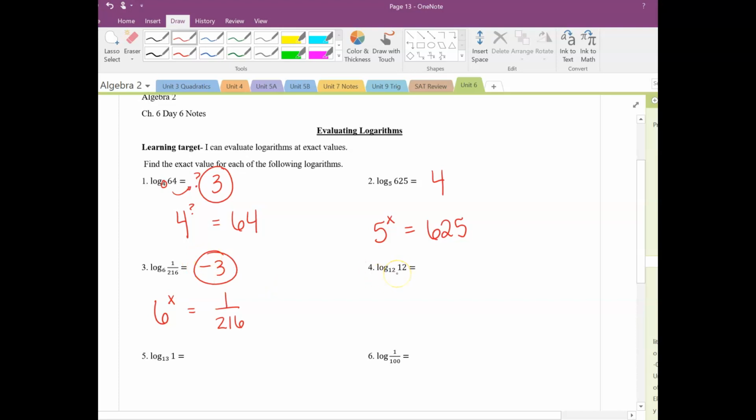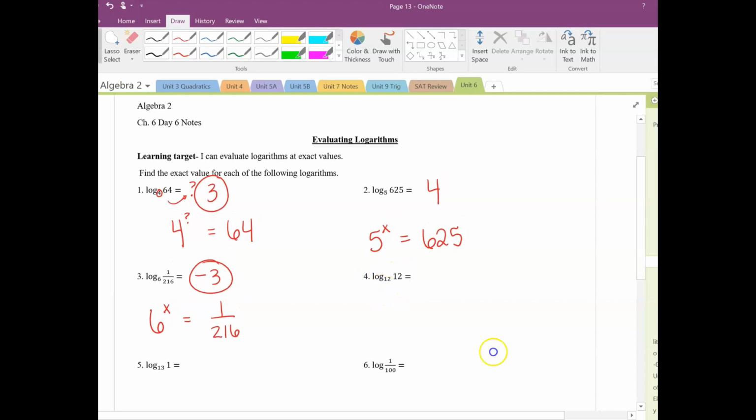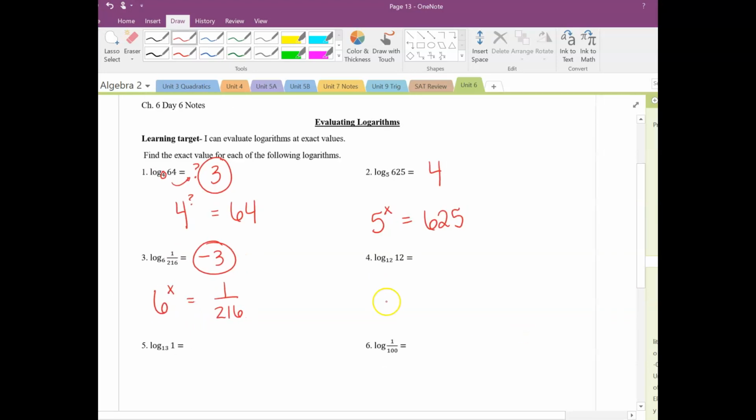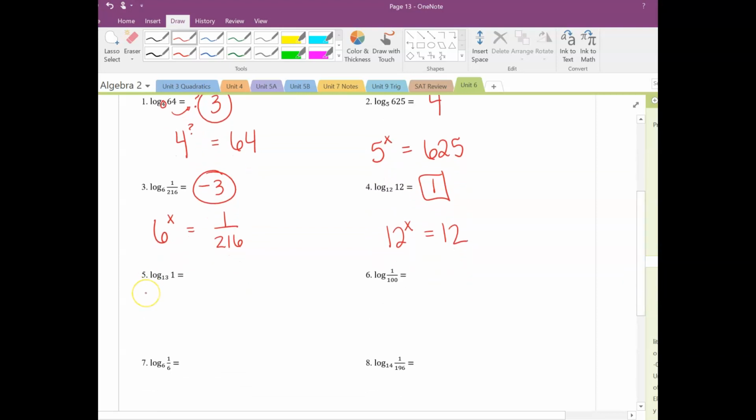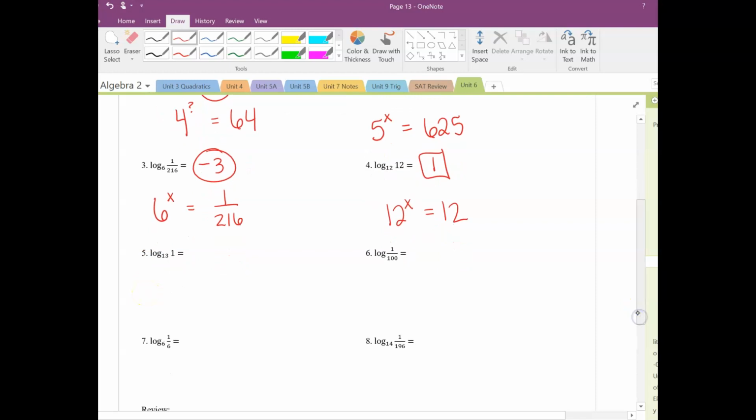Log base 12 of 12. Go ahead and try this one before I finish it. We'll write it in exponential form: 12 to what power is equal to 12? Hopefully that's a no-brainer. You're getting 1. This one, I like number 5 a lot. 13 to what power will give us 1? We have to remember those properties of exponents. If I want to get 1, raising anything to the 0 power will give me 1. So 13 to the 0 power will give me 1.